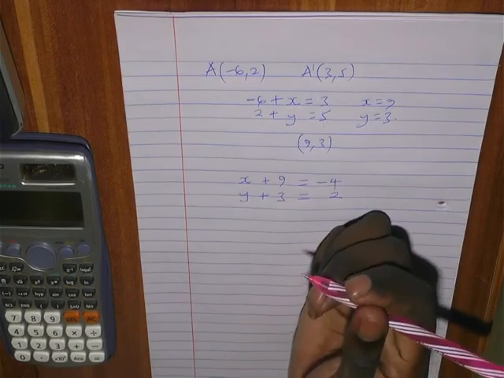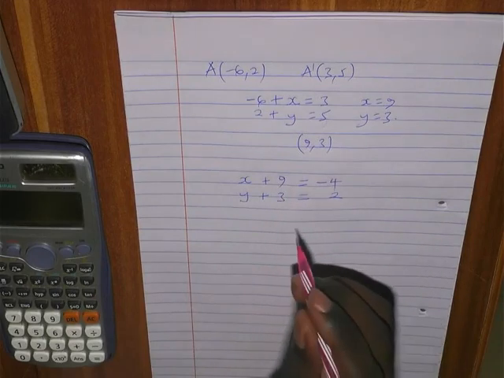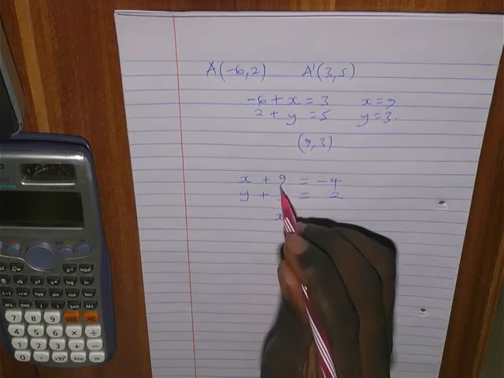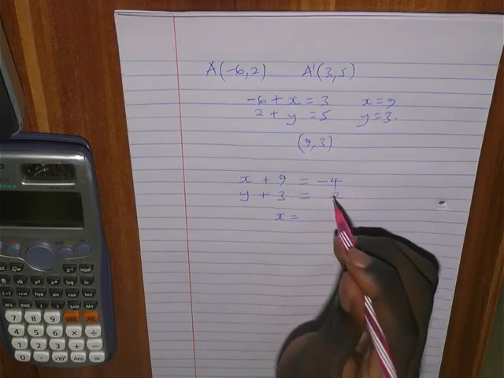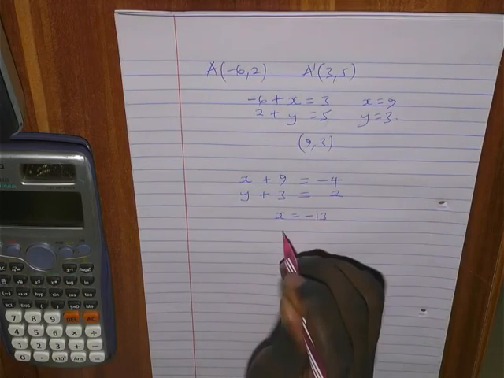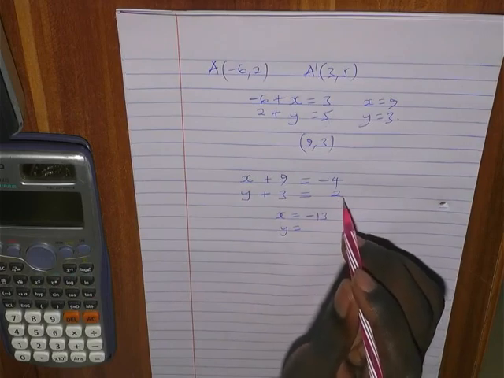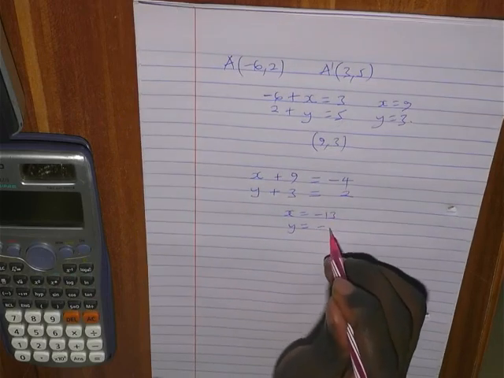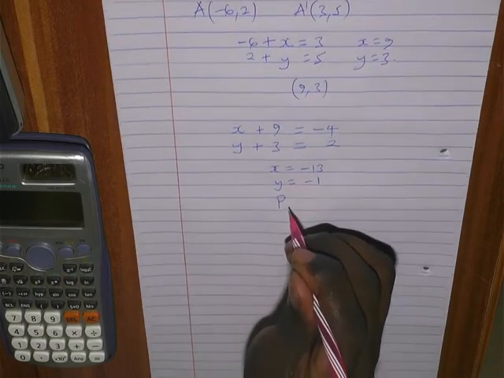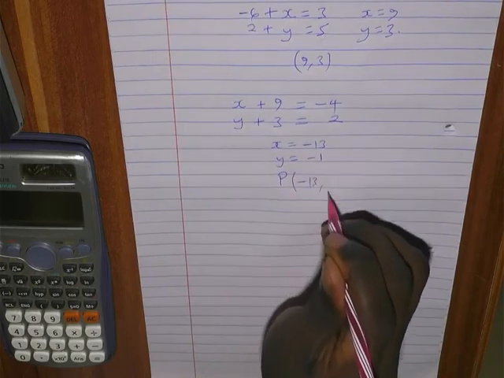So here we just do a matter of finding the value of X and Y. So X is going to be -4 minus 9, that's going to be -13, and Y is going to be 2 minus 3, it's going to be -1. So our P is (-13, -1).